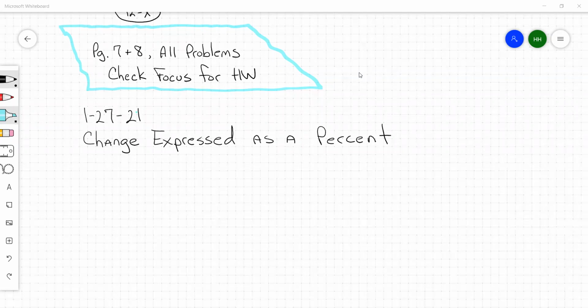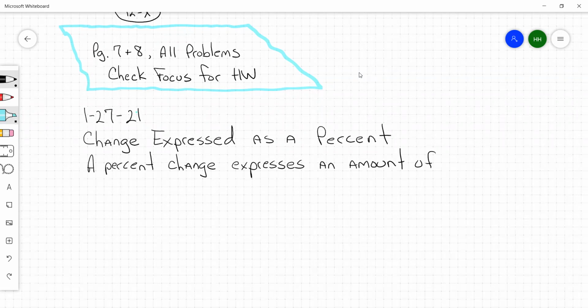All right, a percent change expresses an amount of change as a percent of the original amount.